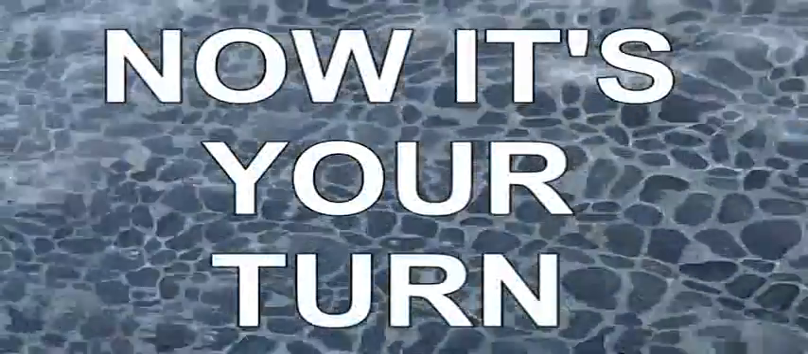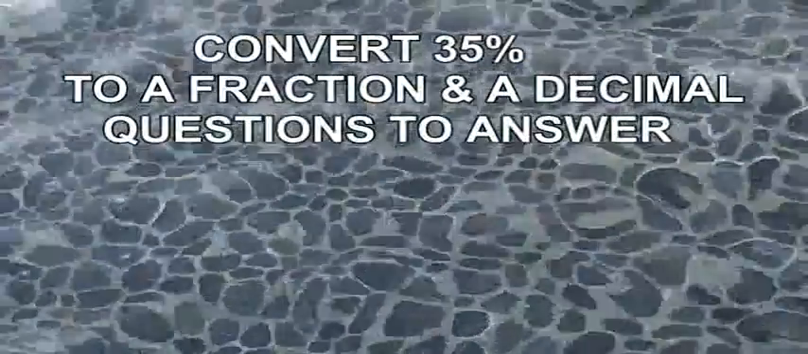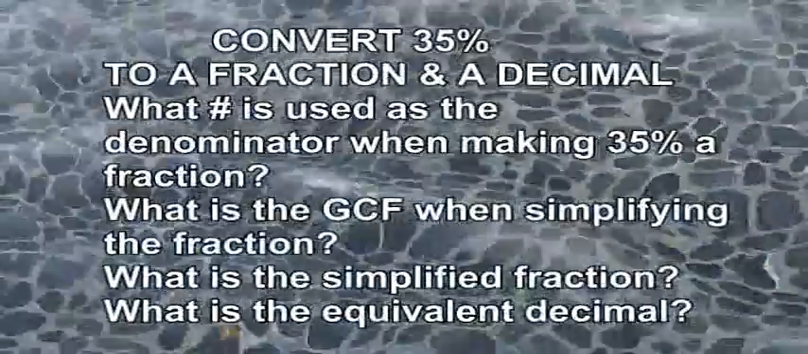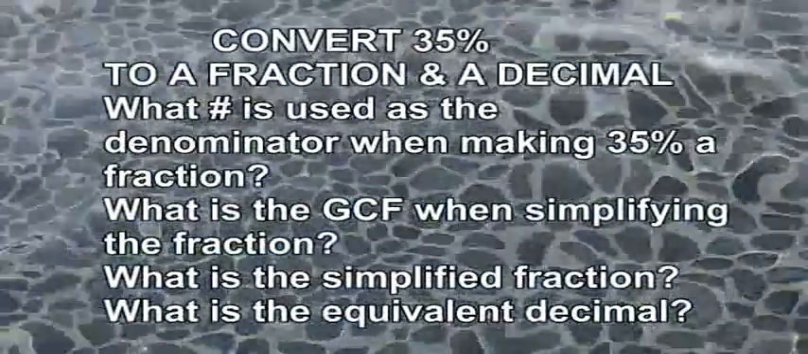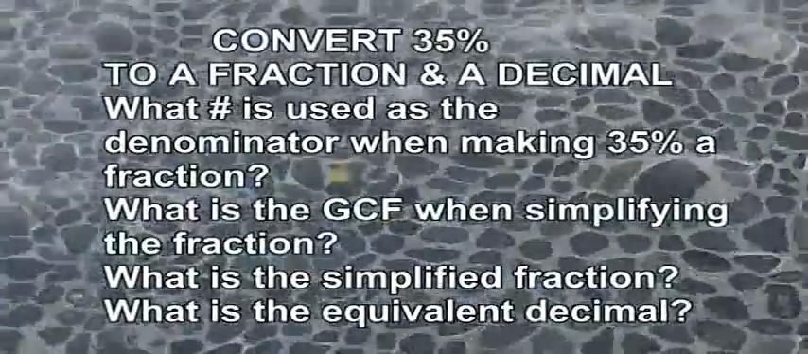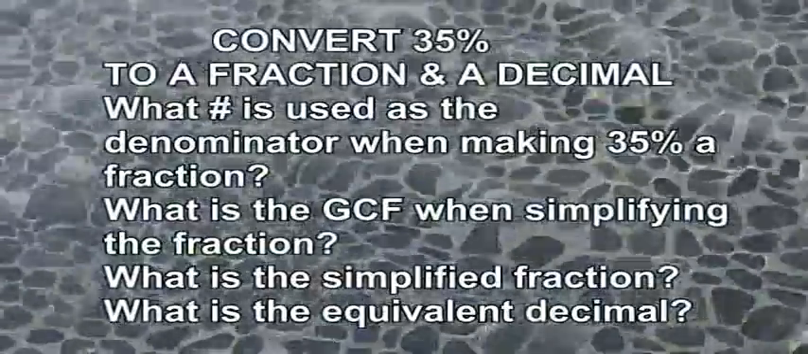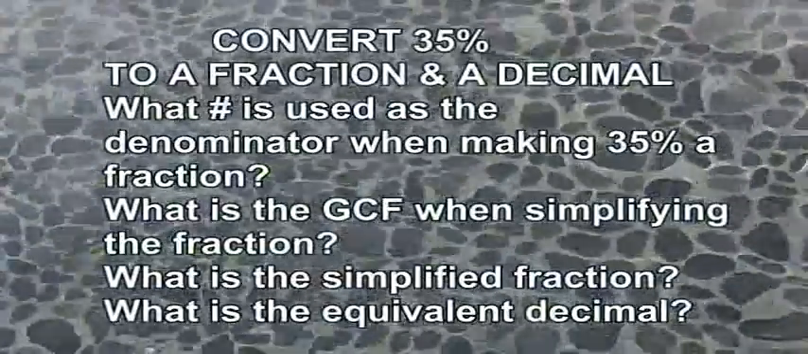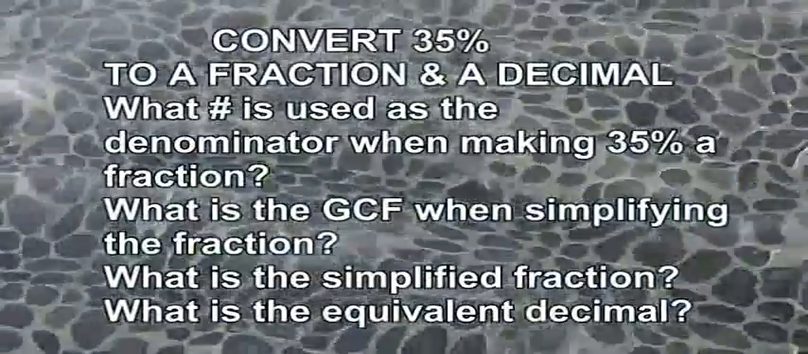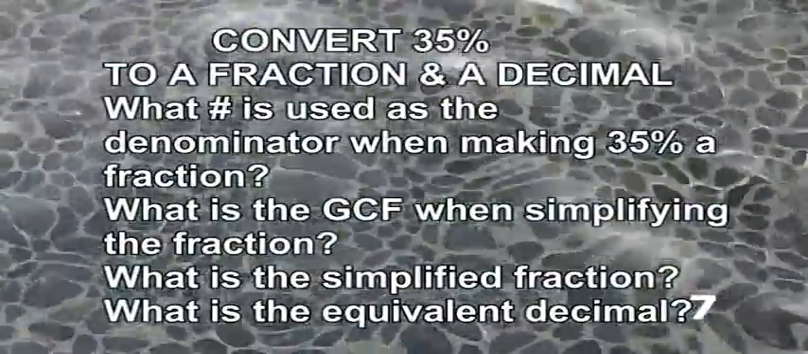Now it's your turn. You need to convert 35% to a fraction and a decimal. Some questions to answer are: Question 1. What number is used as the denominator when making 35% a fraction? Number 2. What is the GCF when simplifying the fraction? Number 3. What is the simplified fraction? And lastly, what will the equivalent decimal be? Pause the video until you have the questions answered.